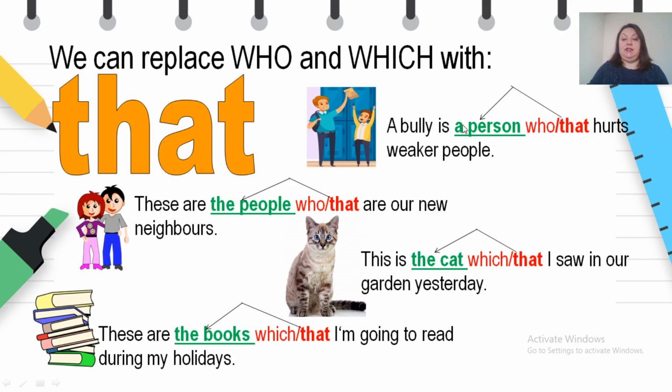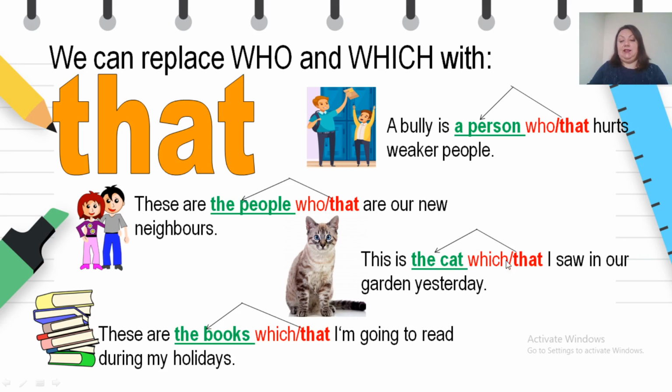A bully is a person that hurts weaker people. Наместо who во оваа реченица може да стои односната заменка that, да се однесува на именката или да ја објаснува именката a person. These are the people who or that are our new neighbors. Значи that може да го замени who во оваа реченица и да ја објасни именката the people.